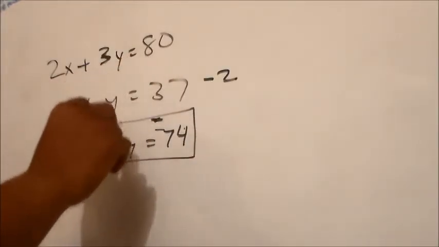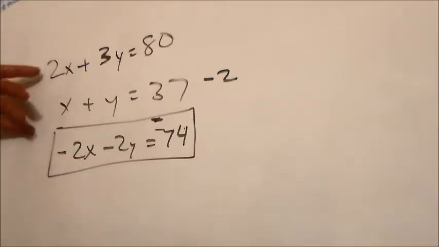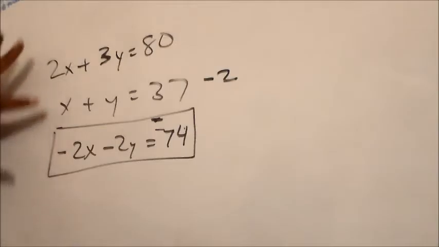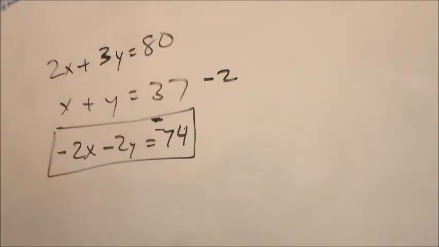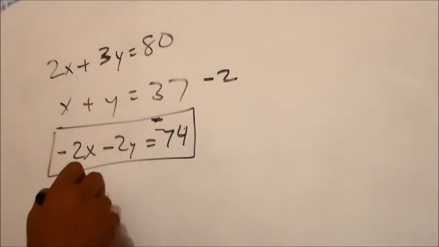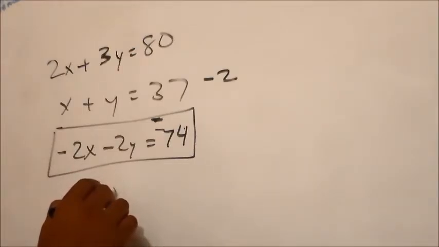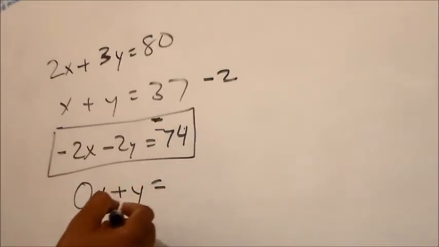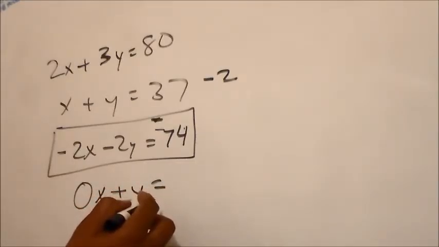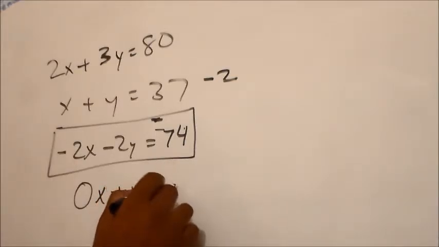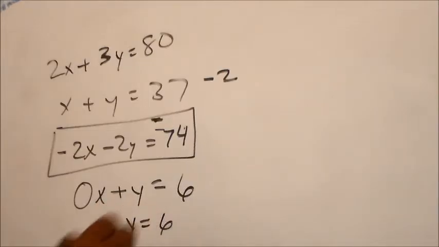So I multiply the bottom. The reason why I do that is because I want to add down, to make one of these variables just cancel out, and the 2x and the negative 2x cancel out. So it gives us, if we add down, 0x plus y equals negative 74, which is 6. So y equals 6.